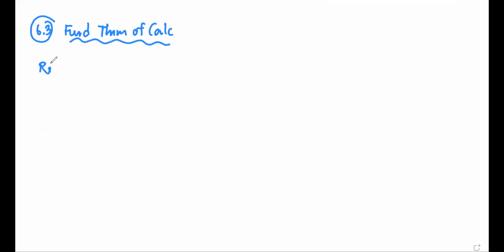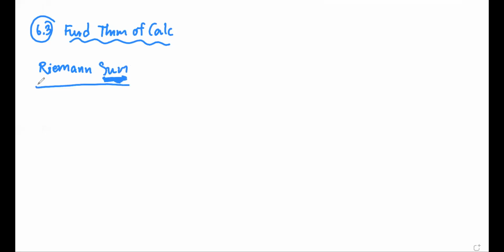All right. So the first part of 6.3 is about the fundamental theorem of calculus. And the key point of this is the Riemann sum. Riemann sum is the name of the sum. The sum here means you add terms together.